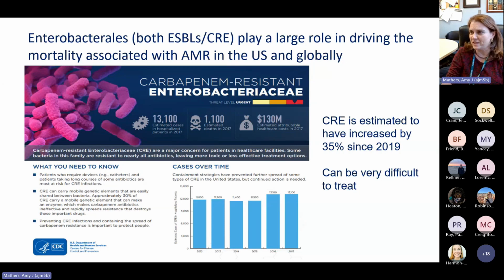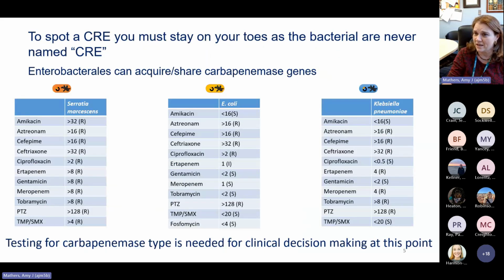So ESBLs and CRE, most of the resistance is on plasmids or mobile genetic elements. And again, CRE, we know, have increased over the pandemic. They were on their way down, and now they're back on their way up since 2019. I think this is true of a lot of things in hospital AMR tracking and nosocomial transmission. They're not really labeled per se.